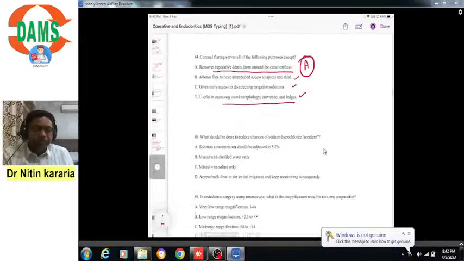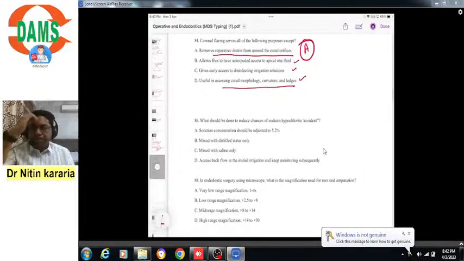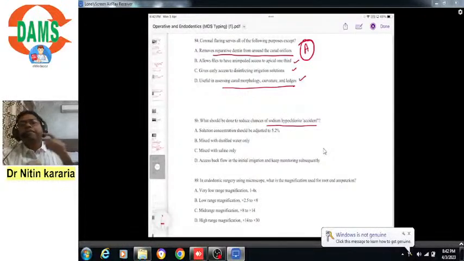Moving over to the next question. What should be done to reduce the chances of sodium hypochlorite accident? To answer this, you should basically know what a sodium hypochlorite accident is. It is a technical term used to describe the periapical extrusion of sodium hypochlorite. Sodium hypochlorite is a very toxic chemical. If it goes into the periapical tissues, it would cause rapid hemolysis, ulceration and necrosis of the tissues. So it has to be avoided.